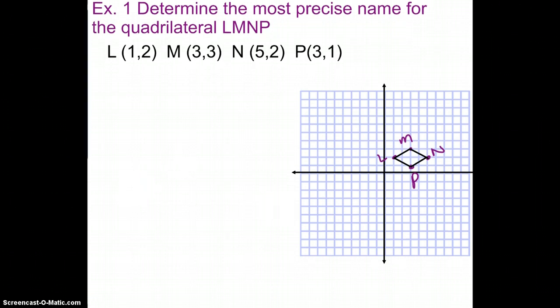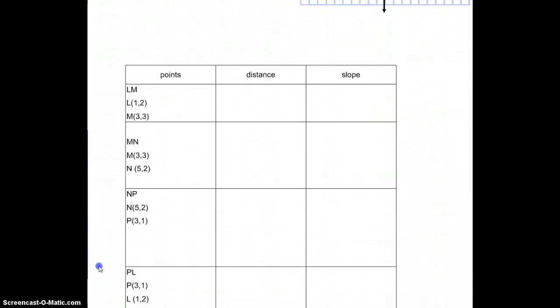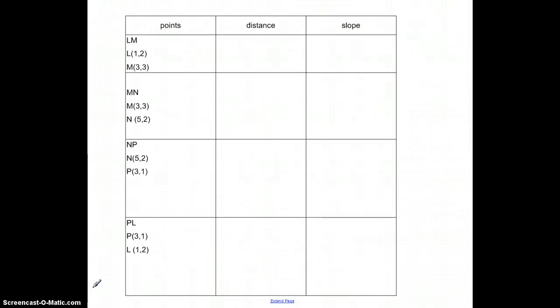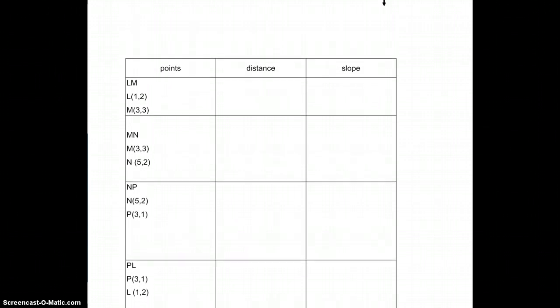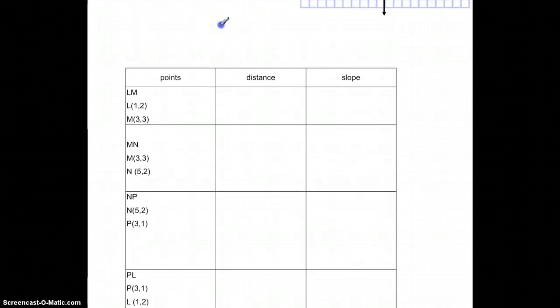So I've kind of set up a chart here to kind of help you. If I know how long each of the sides are, if I know what the slopes are, those are things that can really help me. Now remember, distance is going to require us to use the distance formula. And it's been a little bit since we've dealt with this. So I'm just going to do a little reminder here of the distance formula.